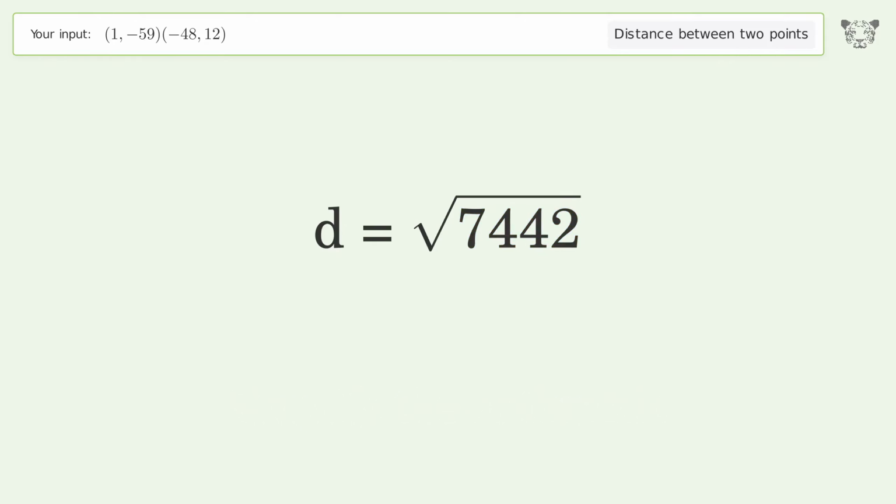And so the distance between the 2 points is the square root of 7,442, or 86.267.